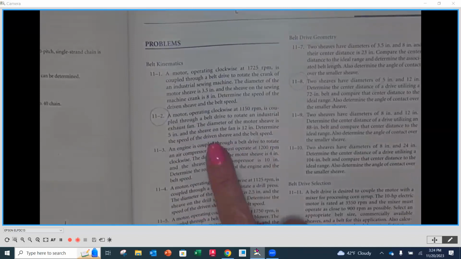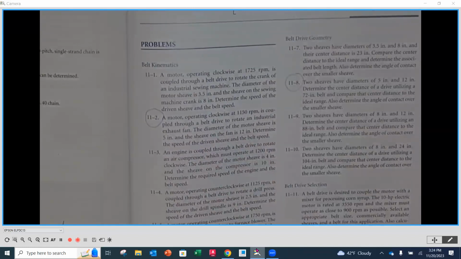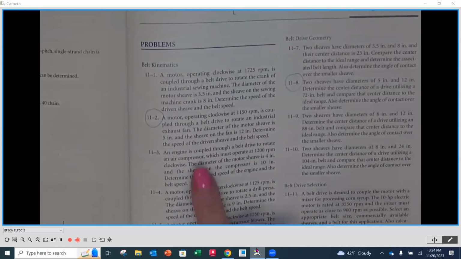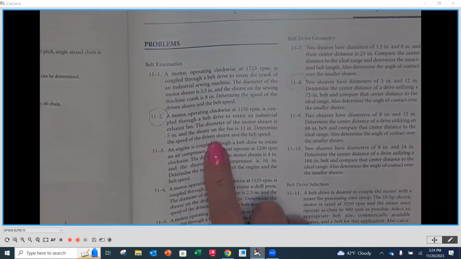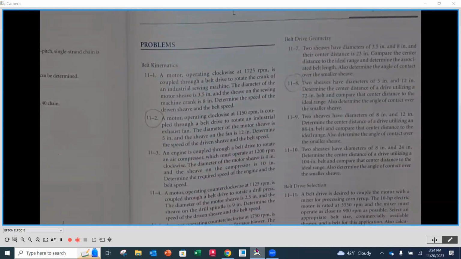So this is a W and this is a V, all right? Those are the two things that you're going to calculate for that one. You don't have to go through the whole business. So you're going to focus on W for the driven sheave, so W2, and then belt speed is going to be a VB, all right, given with that information.